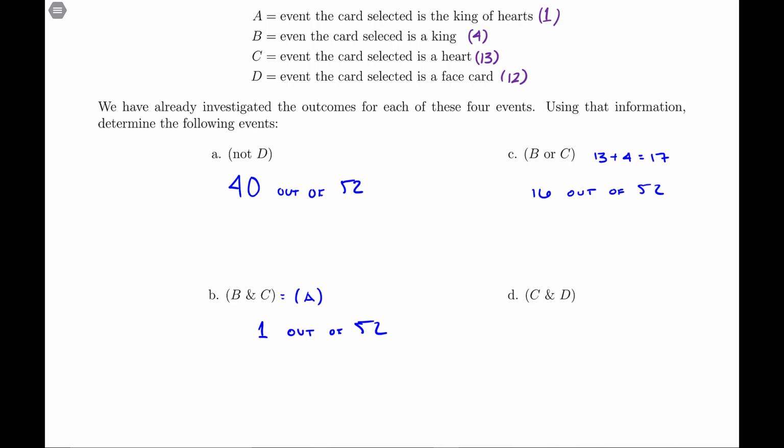And then finally for part D, it's the events C and D. What's the event that the card selected is a heart and that it is a face card? So we have 13 hearts, but out of those 13 hearts, only 3 of them are face cards. So for it to be a heart and a face card, that's 3 out of the 52 possibilities of randomly selecting a card.